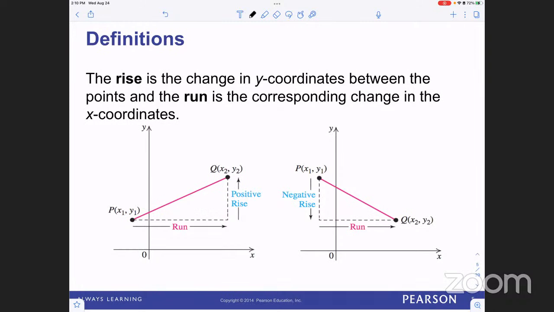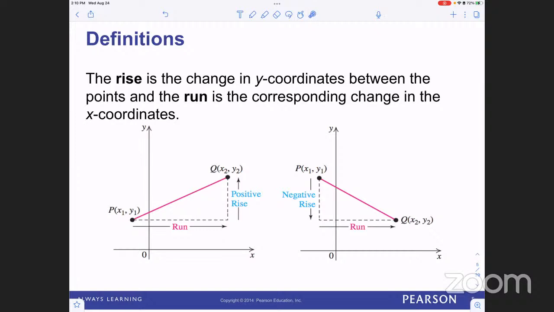It says the rise is the change in y coordinates between the points, and the run is the corresponding change in the x coordinates, right? So when we're doing slope, slope is basically the rise over the run, which is the change in y over the change in x. So the change in y, you got to say y2 minus y1, right? And you get a result. The change in x, you're going to say x2 minus x1, and you get a result.